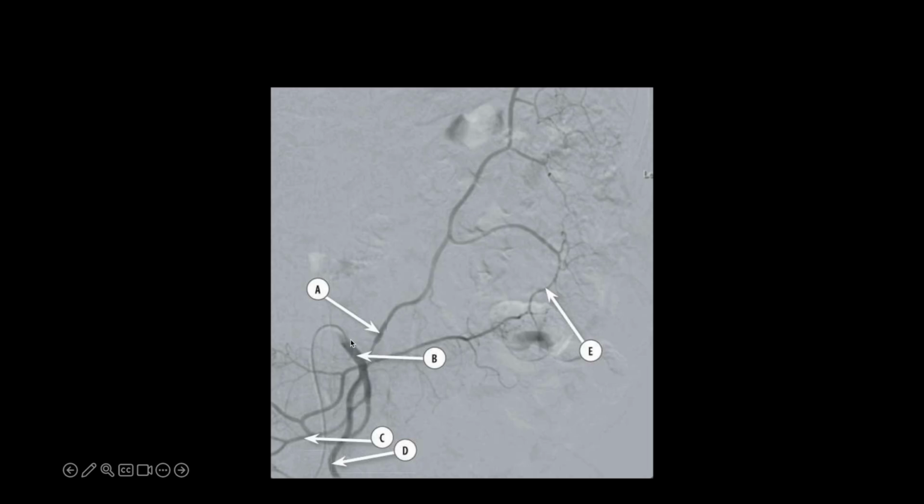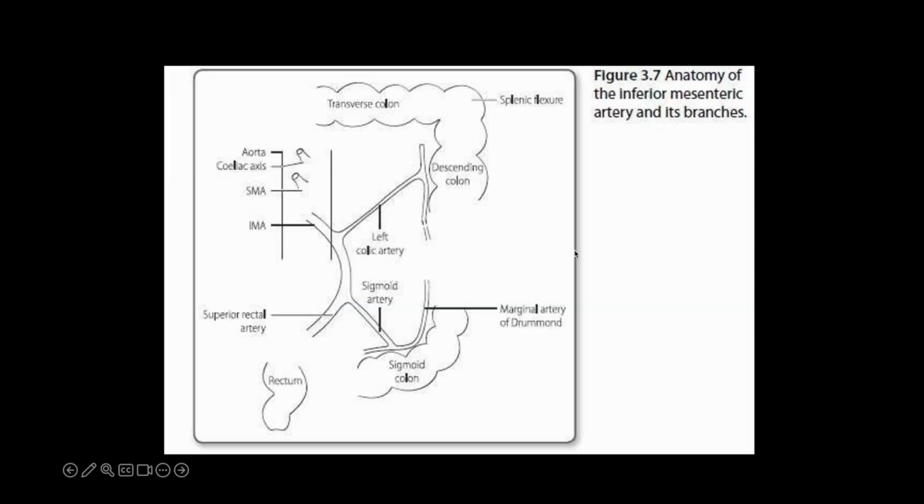You see how this looks like that man standing on the sides with his arms going up? So we know this is the IMA. The top branch would be the left colic artery. This is the IMA. C would be some sigmoid arteries supplying the sigmoid colon. D would be the superior rectal artery. And then when these things branch and they sort of anastomose, that's called the superior artery of Drummond. And this is a picture of that.